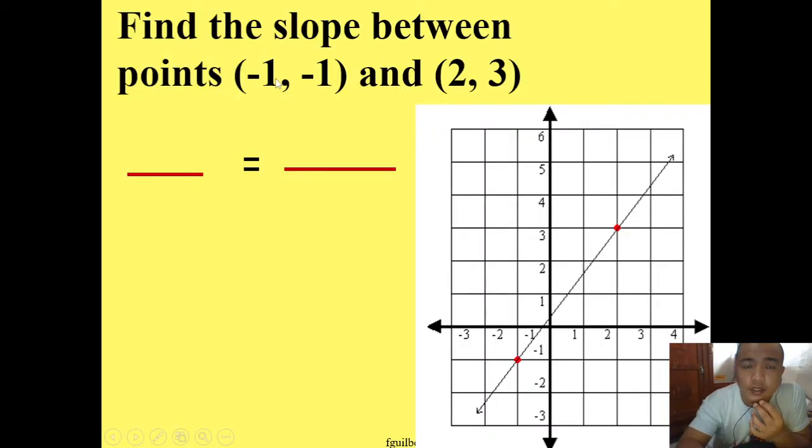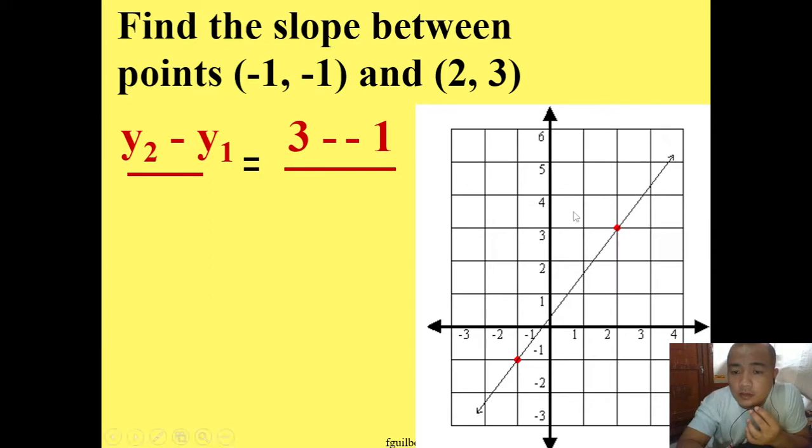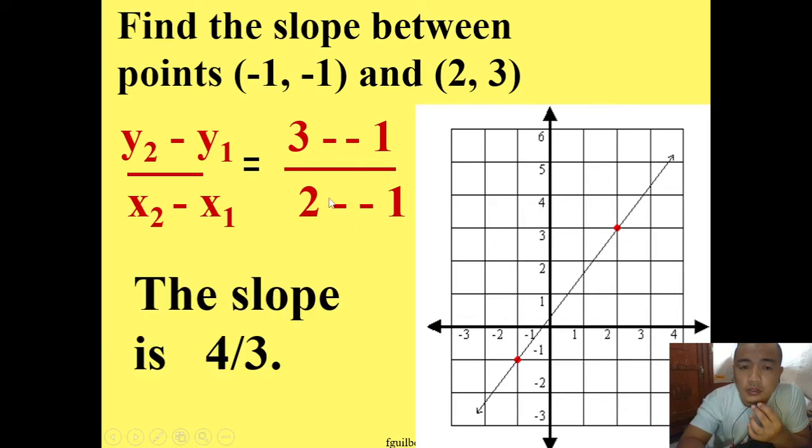Find the slope between points (-1, -1) and (2, 3). As you can see in the figure, the line passes through (-1, -1) and the point (2, 3). So what is the slope of this? We can use the formula y sub 2 minus y sub 1 over x sub 2 minus x sub 1. So we have 3 minus -1 all over 2 minus -1, and that means the slope is 4/3. 3 minus -1 is 3 plus 1, and 2 minus -1 is 2 plus 1. So 4/3 is the slope of the line.